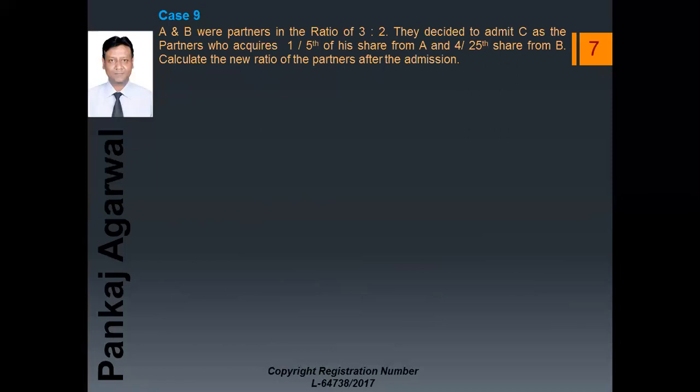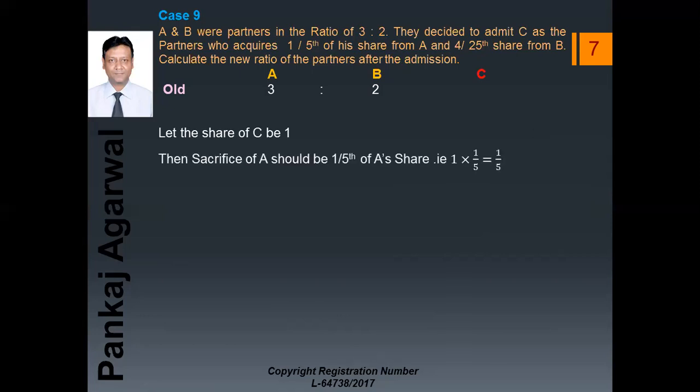Now the last case: A and B were partners in the ratio of 3:2. They decided to admit C as the partner who acquires 1/5 of his share from A and 4/25 share from B. In this particular question also, we are not aware about the new share of C. A and B's old ratio is 3:2 and C is acquiring 1/5 of his share from A, but we are not aware about C's share. So let us assume C's share to be ₹1. So A will sacrifice 1/5 of 1. So A's sacrifice will be 1 into 1/5, that comes to 1/5.